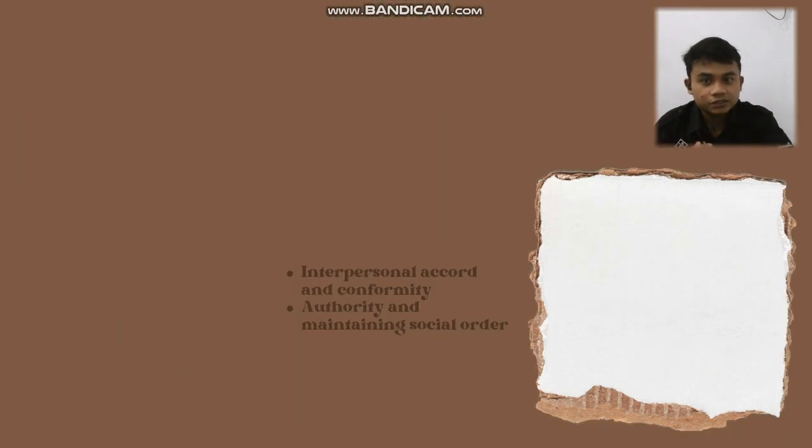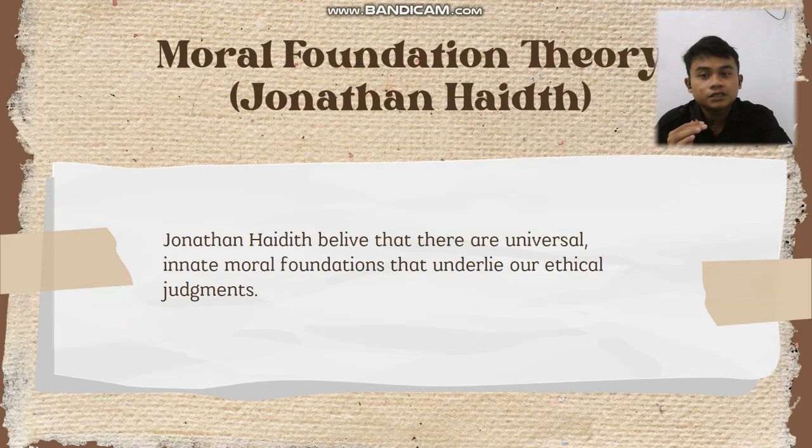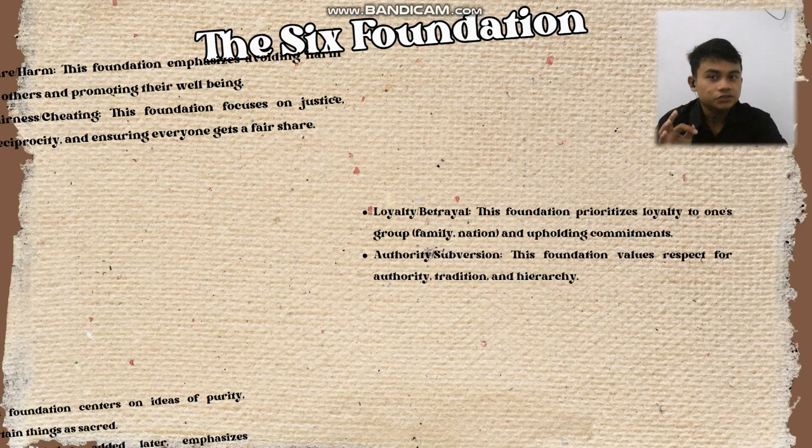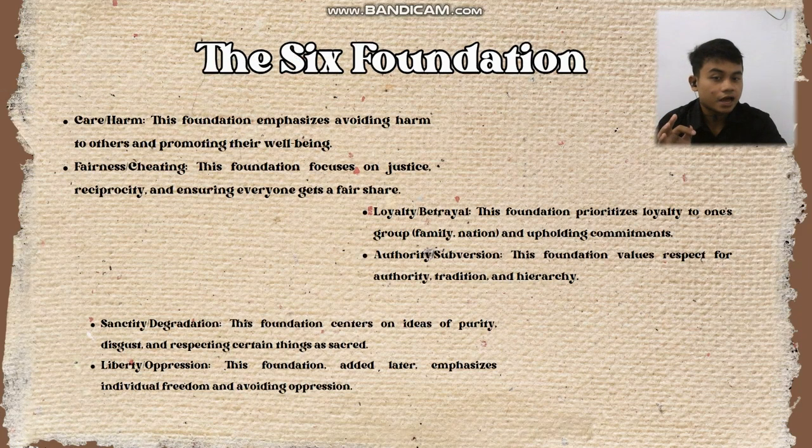Now then, let's continue on about moral foundation theory by Jonathan Haidt. Jonathan Haidt believes that there are universal innate moral foundations that underlie our ethical judgments. That is what he said. And then we continue to the six foundations that he actually set out in his theory. So first of all, care and harm. This foundation emphasizes avoiding harm to others and promoting well-being.